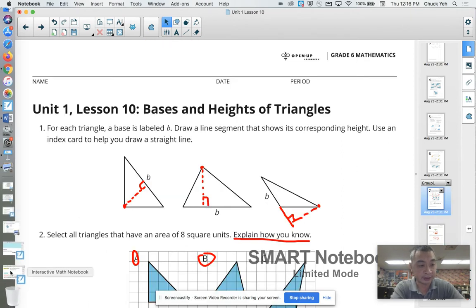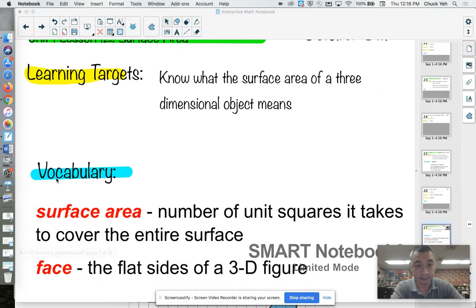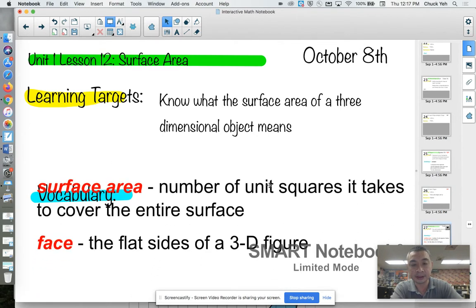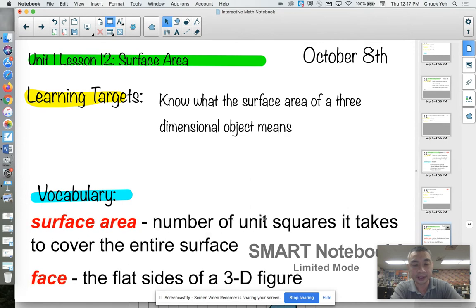And then in your notebooks, we're going to skip lesson 11. So these are the notes. Let me write this over here. The learning target: know what the surface area of a three-dimensional object means. Surface area is the number of unit squares it takes to cover the entire surface. And then the face is the flat sides of a 3D figure.